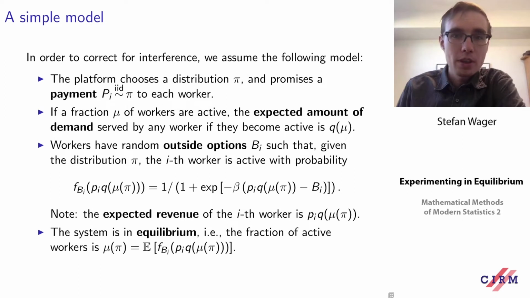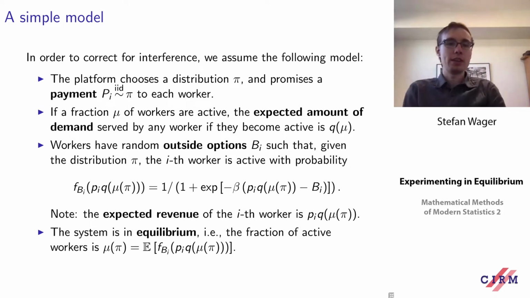So, okay. To go into a little more detail, here's a model to get started with. What happens is that every day the platform chooses the distribution pi and then promises a payment pi to each worker per unit of demand served.